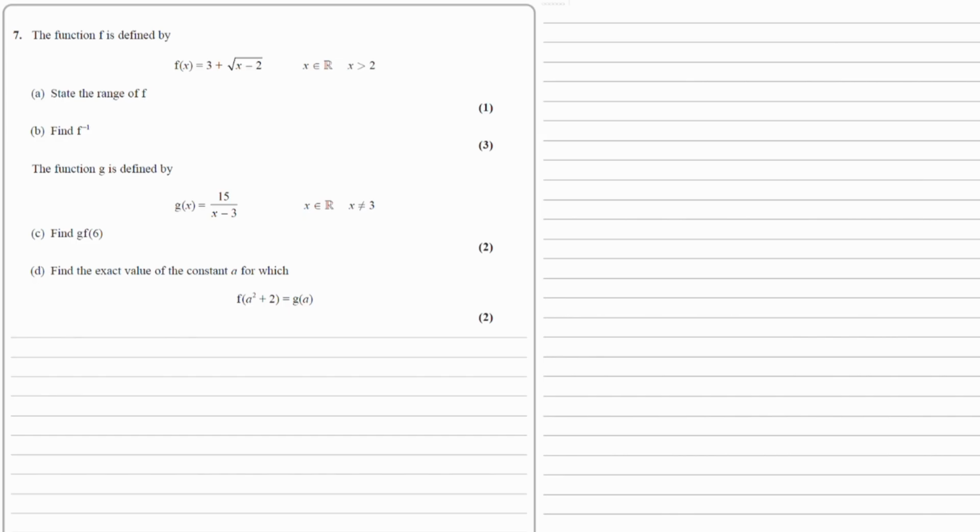Question 7. The function f is defined by f of x is equal to 3 plus the root of x minus 2, where x is a real number and x is greater than 2. Part A, state the range of f.